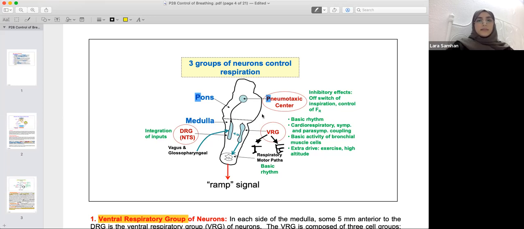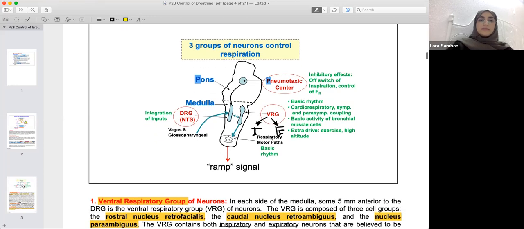Now those three things are basically the neurons that help in regulating the respiration. What's more important, the VRG or the DRG? All of them are actually important, but function-wise, VRG has a little bit more function than DRG, and it helps not only inspiration, not only expiration, but both inspiration and expiration. Now, what's the function of those three things?